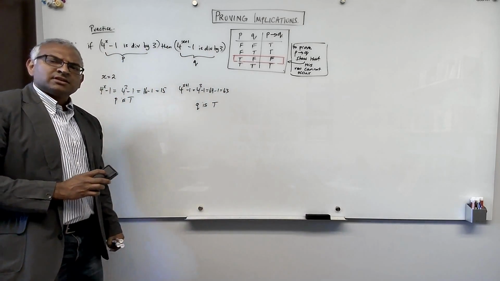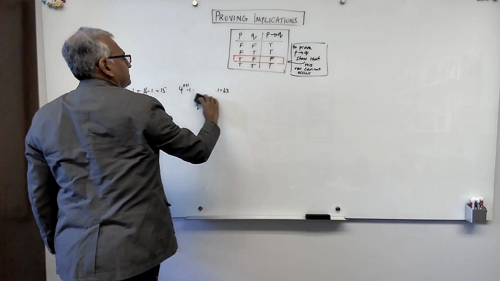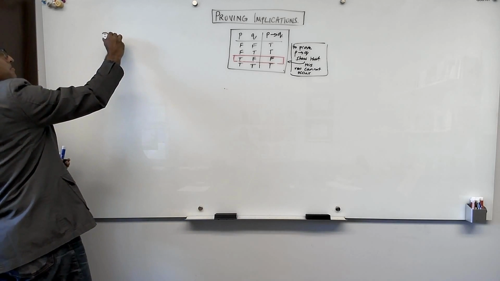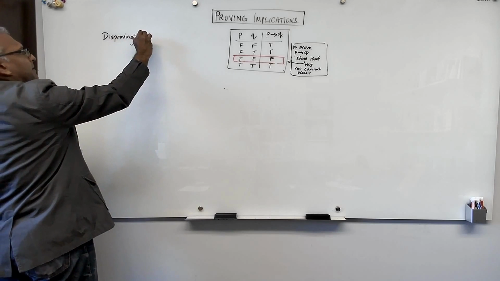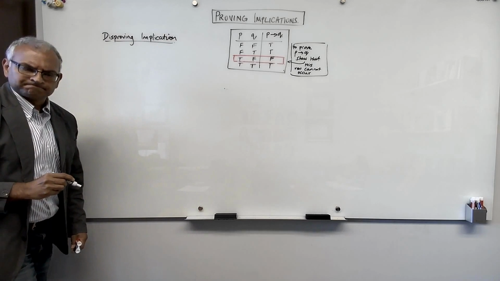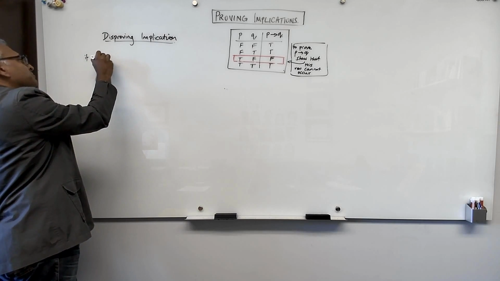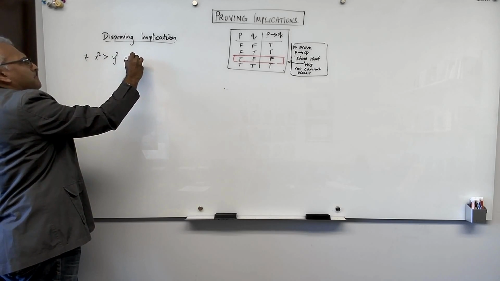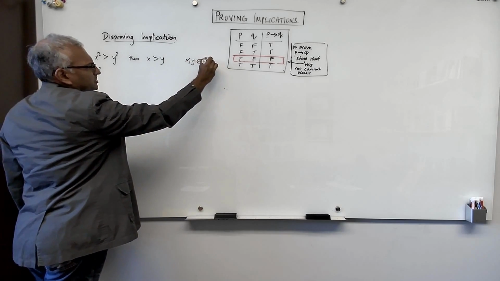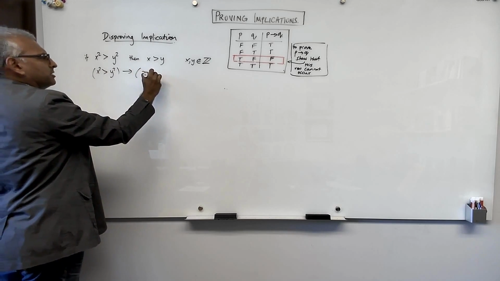Let me now consider disproving an implication. So let's consider the following implication. If x squared is bigger than y squared, then x is bigger than y, where x and y are integers. So x squared greater than y squared implies x is bigger than y.